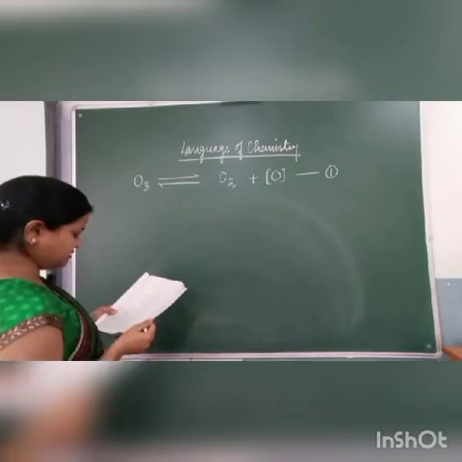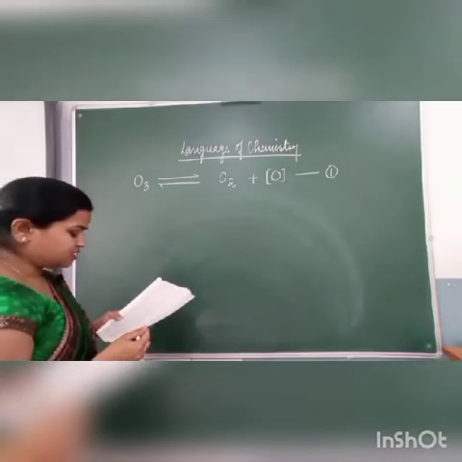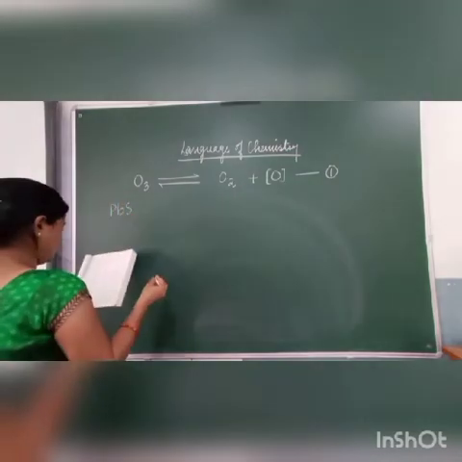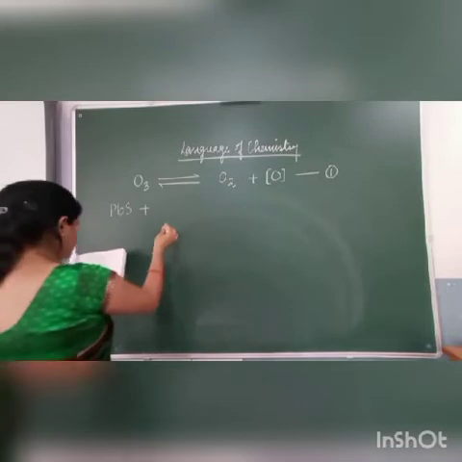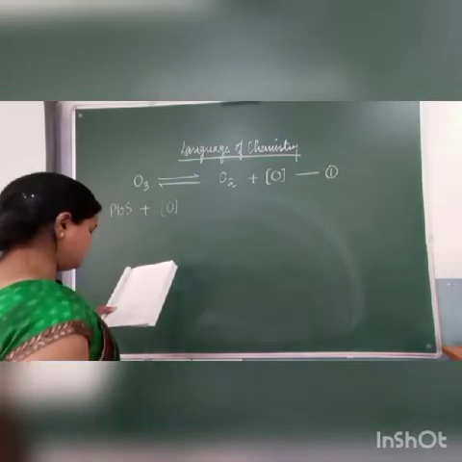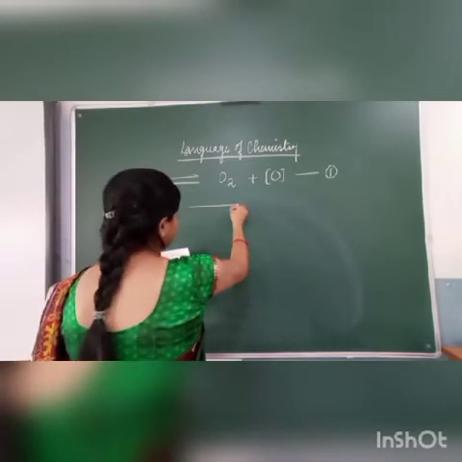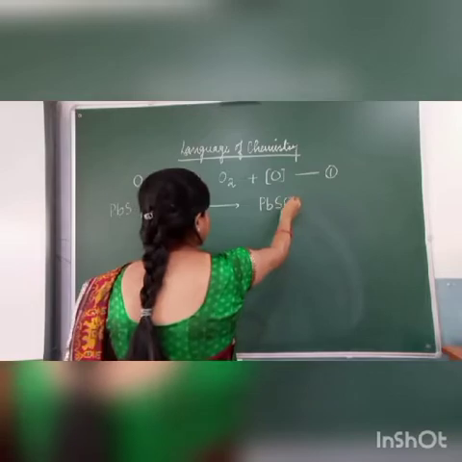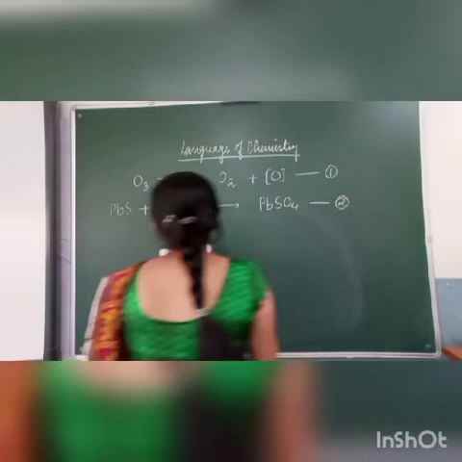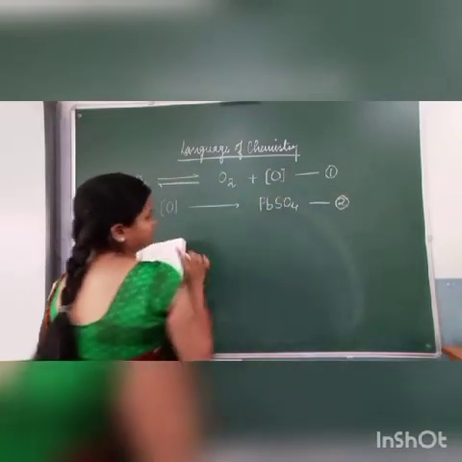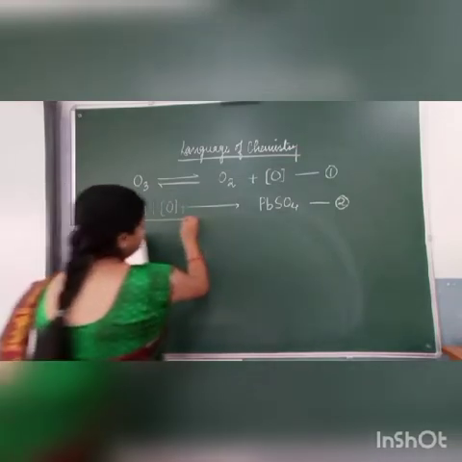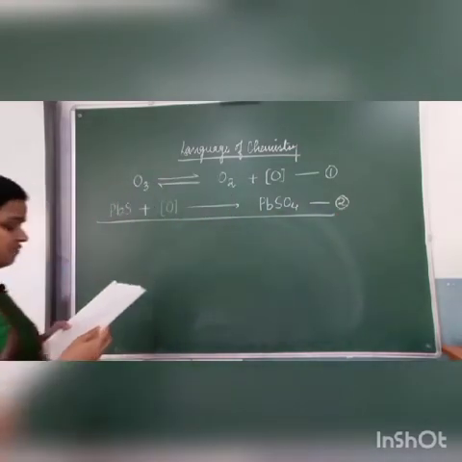Second, it says nascent oxygen then oxidizes lead sulfide. This nascent oxygen is oxidizing lead sulfide, which results in the formation of lead sulfate, PbSO4. This will be equation number 2. This is nascent oxygen, and this is also nascent oxygen. Now we have two equations. After this, we will go through the final one.